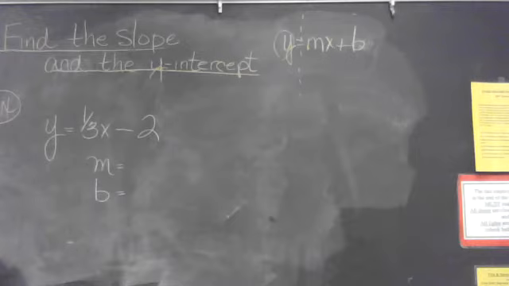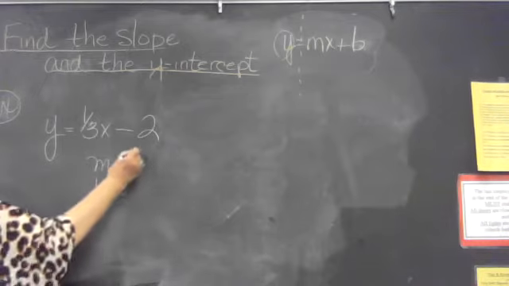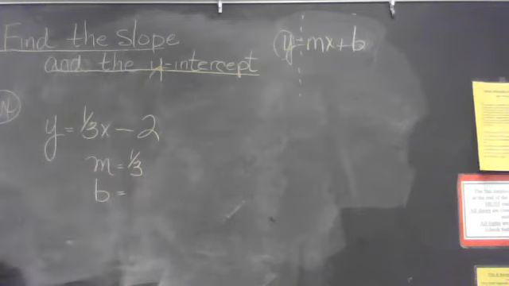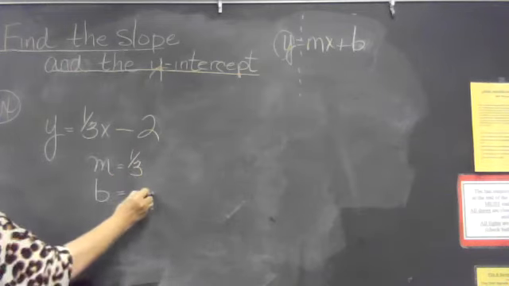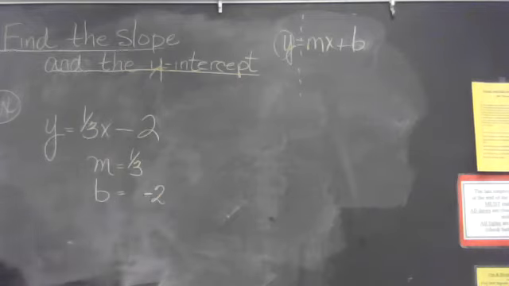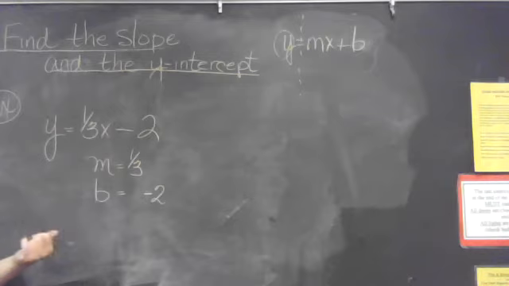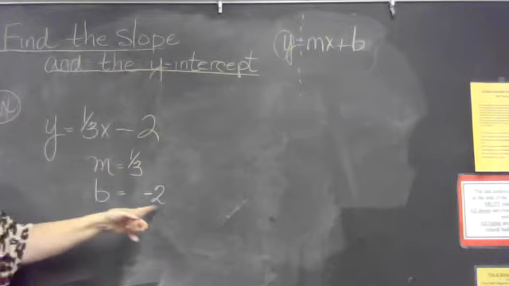Okay? So when you look at the equation, the first thing you've got to do is say, is it solved for y? Yes, it's solved for y. Y is by itself. So all you have to do is look at it. Okay, what's the slope? 1/3. What is the y-intercept? Negative 2. Now, a lot of worksheets and a lot of different professors call the y-intercept just a negative 2.